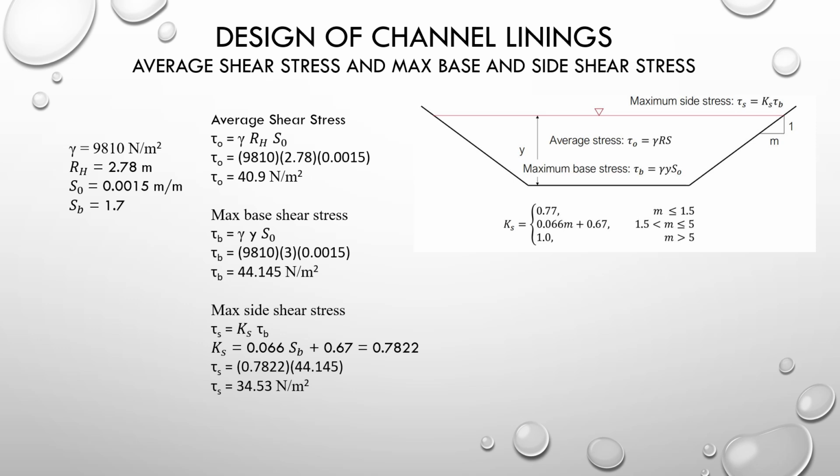And to find the maximum side shear stress, we would find a coefficient to multiply by the max base shear stress. To find this coefficient, it relies on the side bank slope. So if your side bank slope is between the values of 1.5 to 5, we would use the equation 0.066 multiplied by the side slope plus 0.67. The value for this coefficient we find is 0.7822, and we multiply that by the max base shear stress to find the max side shear stress of 34.53 newtons per meter squared.